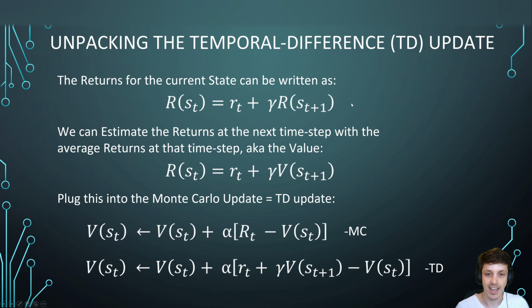What if instead of using the actual returns in the next state, we used an approximation of the returns? Well, what's a good approximation of the returns? Well, it's the average return. What's the average return? Well, the average return is just the value of the next state. So we can approximate the returns of the current state by adding the reward in the current state plus gamma times the value of the next state. All we do for temporal difference is plug in this approximation for the returns into our Monte Carlo update, which is this one here, and we get our temporal difference update.